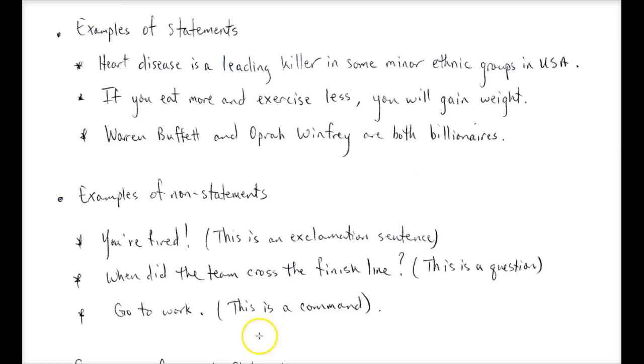Now, some examples of non-statements. You're fired. This is an example of an exclamation. We know it can't be a declarative sentence because it ends in an exclamation point. Next one, when did the team cross the finish line? We know that this can't be a declarative sentence type of statement because it has a question mark on it. Go to work. So for this one, although this ends in a period, this is what we call a command. And of course, a command, we can't ask whether that's true or false or not.